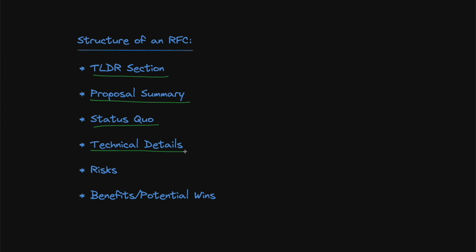The next part is the technical details, and this is where you'll actually go into the technical implementation details of your proposed change. Which part of the system would you alter? Which things do you need to change? How will this be done in the code? And or what are the technical trade-offs that you made in your design?